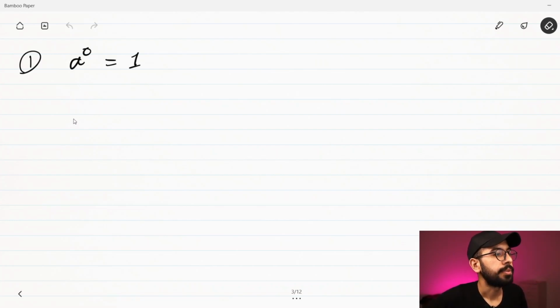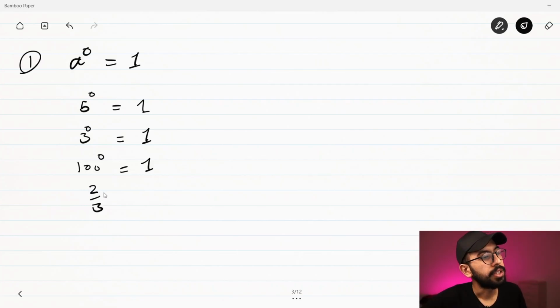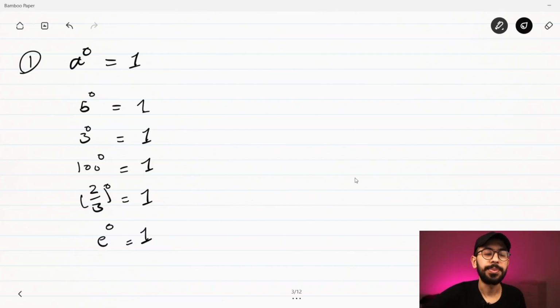Let's take an example. If we have 5 to the power of 0, it's equal to 1. If we have 3 to the power of 0, it will be equal to 1. If we have 100 to the power of 0, it will be equal to 1 too. If we have 2/3 to the power of 0, quantity to the power of 0, it will be equal to 1. If we have e to the power of 0, it will be equal to 1 too. This is the first law. It is very easy. Now let's jump to another one.